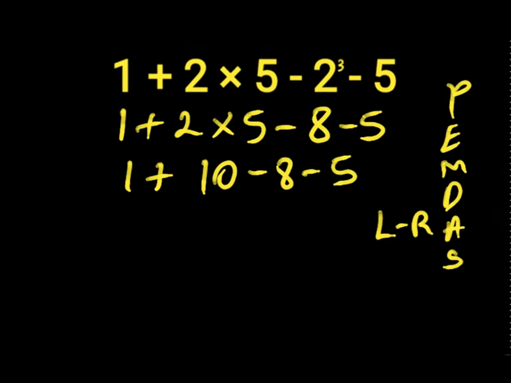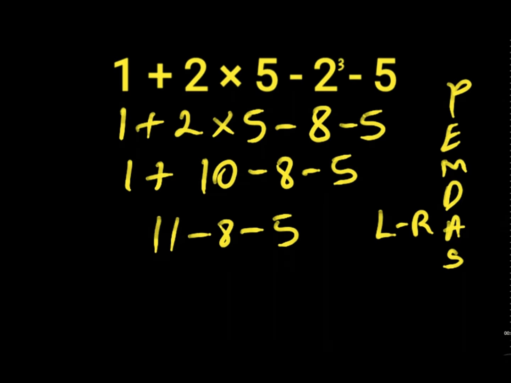We solve our addition first because addition and subtraction have equal priorities. So we move from our left to our right. 1 plus 10 will give us 11. Then we have 11 minus 8 minus 5. 11 minus 8 will give us 3. Then 3 minus 5 will give us negative 2. So negative 2 is the right answer to this expression.